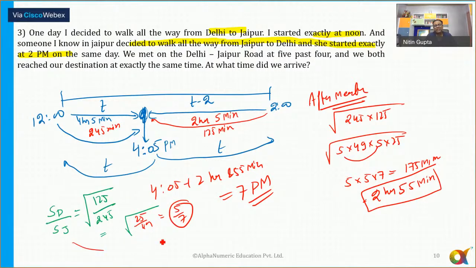So you can calculate the ratio of the speed. That is 5:7. I can also use this fact: if the ratio of speed is 5:7, and after meeting they are reaching at the same time, then the ratio of speed equals the ratio of distance. So you can use that fact also to find out the time here. I hope that it is clear to all of you.